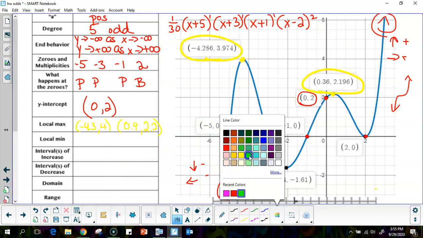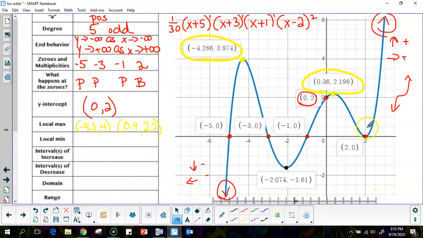Local minimum. Okay, let's see. I have 1. So they're turning points. Remember, it's where the graph turns and goes the other way. 2 right there. So this number, that ordered pair, and that ordered pair. -2.1 and -1.6. And then this one is 2, 0.